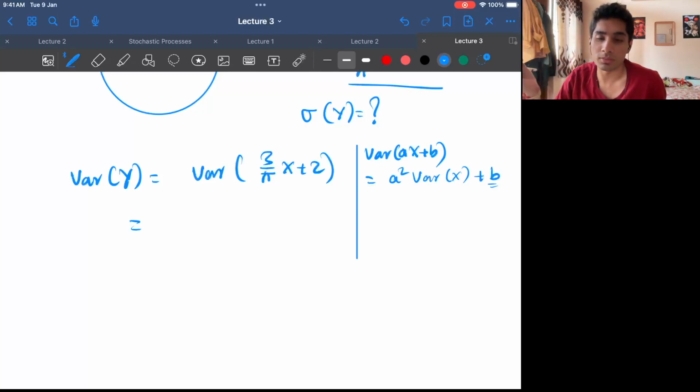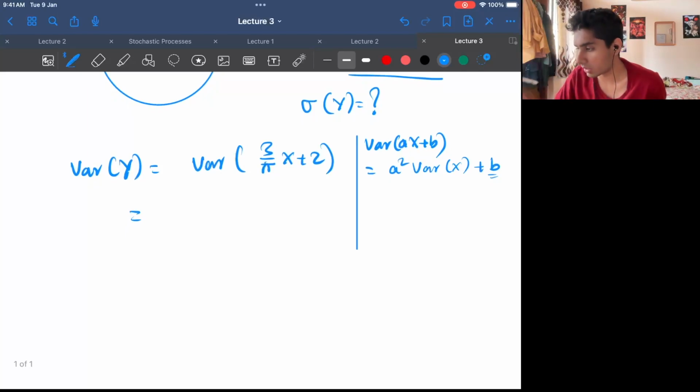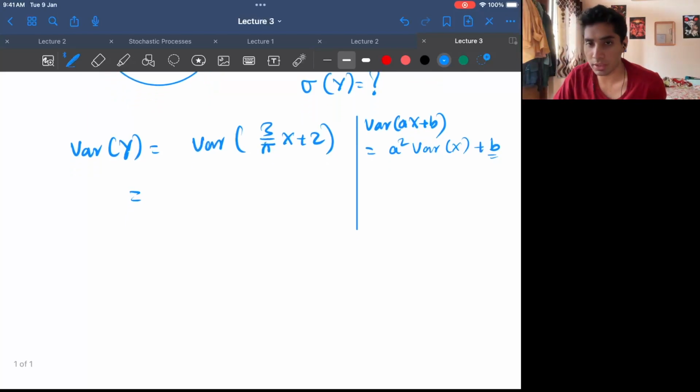But a more intuitive way to think about it could be that you are just shifting the random variable, and variance deals with the spread of a distribution, and the spread of a distribution is not affected if you are just shifting it by some amount, right? So whichever is intuitive to you.